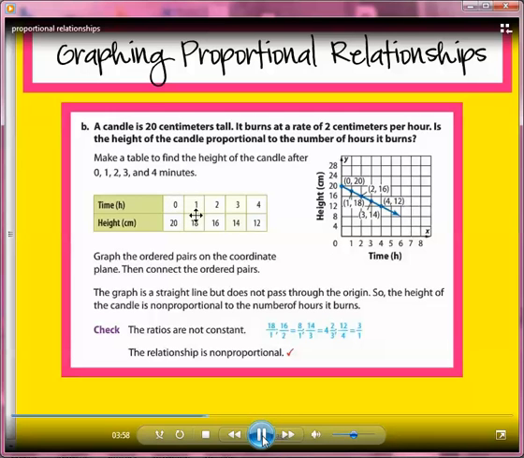And if we look at our unit rates, remember, never use 0 and 20 because it'll give you that divide by 0 error. But if you use the other ones, 18 over 1, 16 over 2, 14 over 3, and 12 over 4 do not simplify to equivalence. So this is non-proportional.